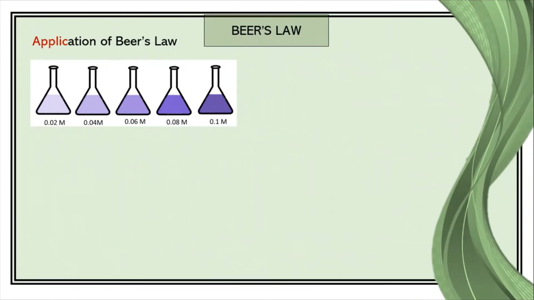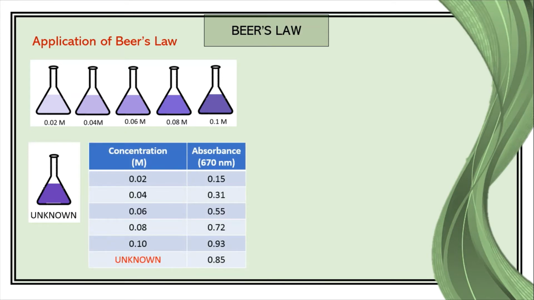So let's see the application of Beer's law in a single analyte analysis using a UV and visible spectrophotometer. We go back to the 5 sample solutions with varying concentration from 0.02 molar to 0.1 molar and an unknown sample. To determine the concentration of the unknown sample, Beer's law can be applied. Those samples have been analyzed using a UV and visible spectrophotometer to measure the absorbance at the maximum wavelength of 670 nanometer in the visible region, and the results have been listed in this table.